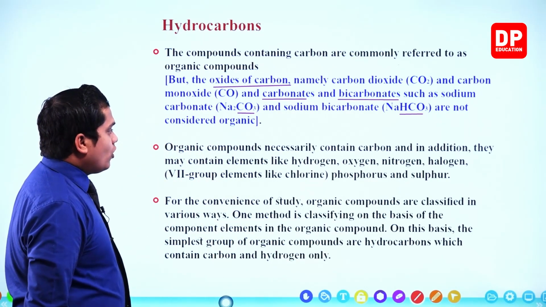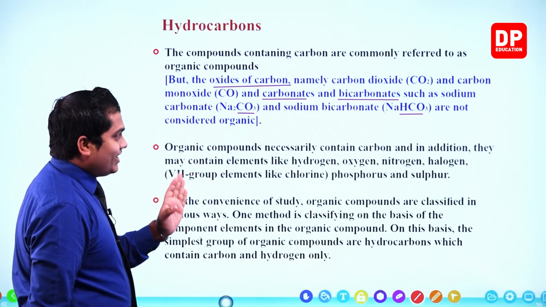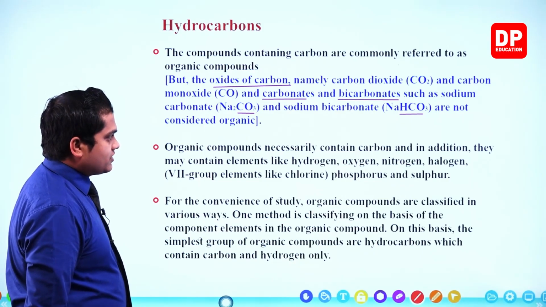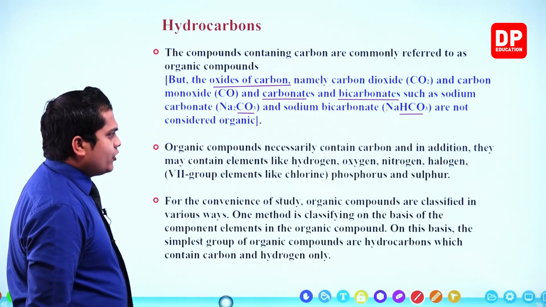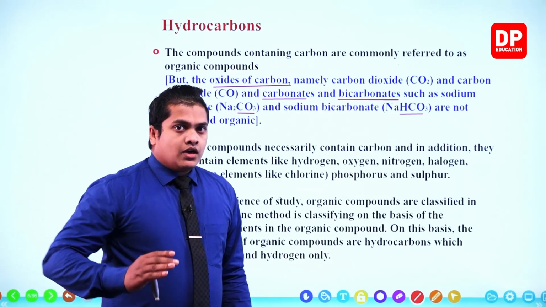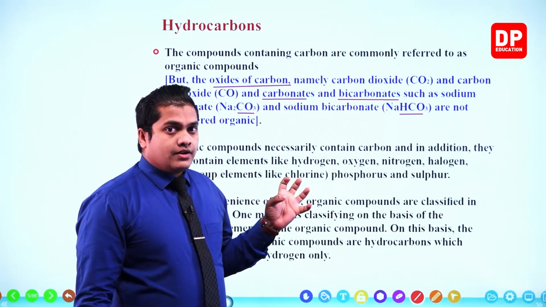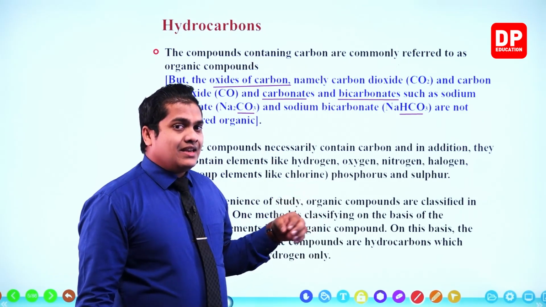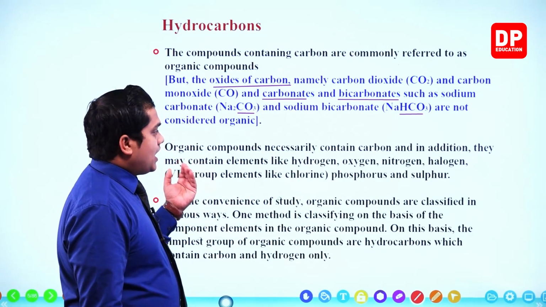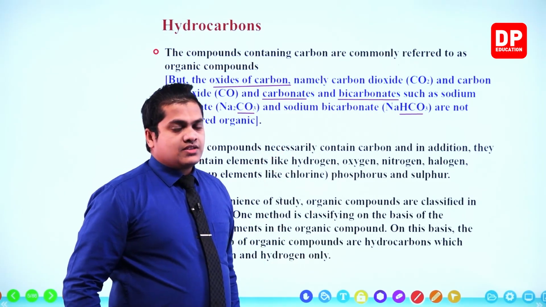Then the next point: organic compounds necessarily contain carbon, and in addition they may contain elements like hydrogen, oxygen, nitrogen and halogen. So what do you mean by a halogen? Halogen is a group 7 element like chlorine. So a group 7 element is called a halogen. If a certain compound is organic, then other than carbon, my dear children, it will contain these kinds of elements, like hydrogen, oxygen, nitrogen and halogens.